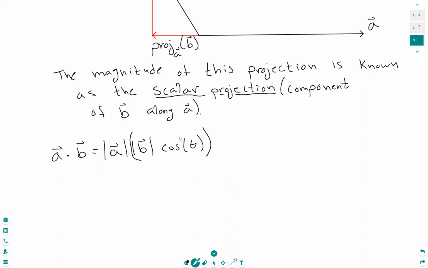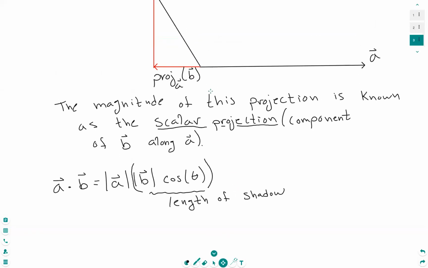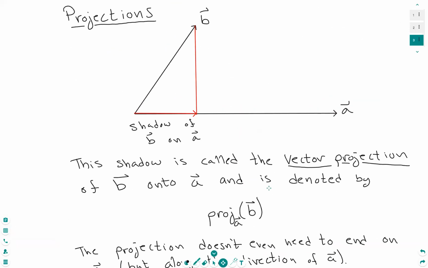These two things, the magnitude of B cosine theta, this is in fact the length of the shadow right here. This is the length of shadow. Right? If this is our angle theta here, so let's draw that in. Oh, sorry, should actually be, let's draw it on this upper one up here. So this is our theta, right? This length right here is simply cosine times the length of B. So that's the length of our shadow.